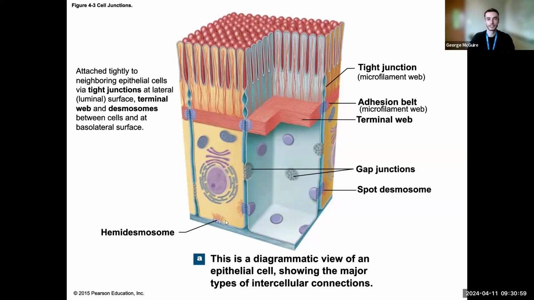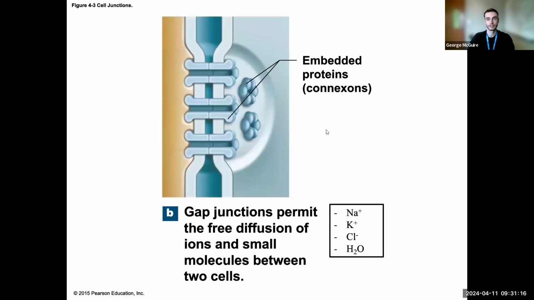And those desmosomes will be connected to intermediate filament networks. So whereas our tight junctions were connected to an adhesion belt in some areas, which are microfilaments, and the tight junctions themselves are formed with microfilaments, desmosomes are connected to intermediate filaments. So we can look at these more in depth.